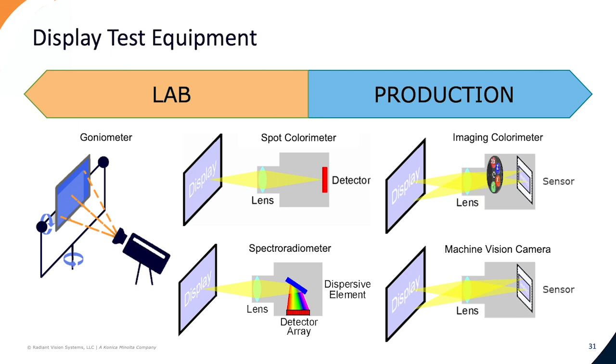The spectrum of test equipment extends from the lab to the production line. We see the challenge of in-line inspection tackled from both ends. On one end, we have highly scientific display metrology systems, like spot meters and spectroradiometers, that capture standard CIE measurement values of light, like luminance, chromaticity, and spectrum, all of which are key metrics for understanding the visual quality of a display. On the other end, we have imaging systems like imaging colorimeters and machine vision cameras.